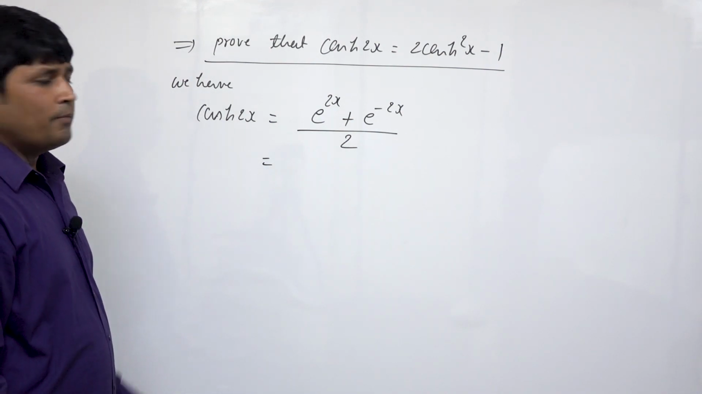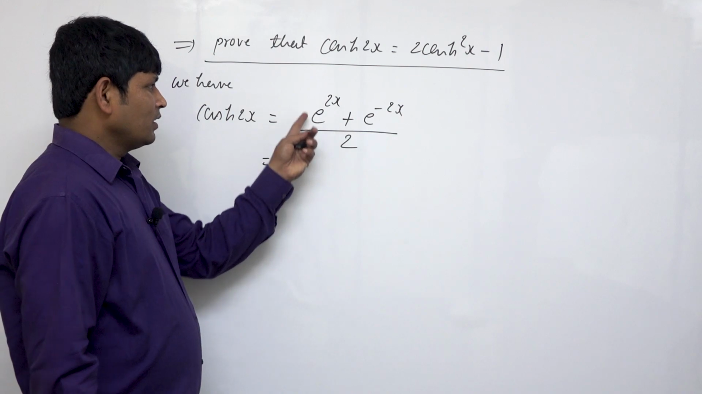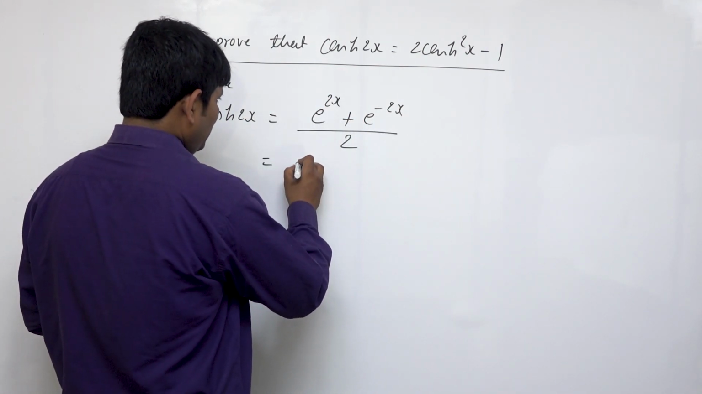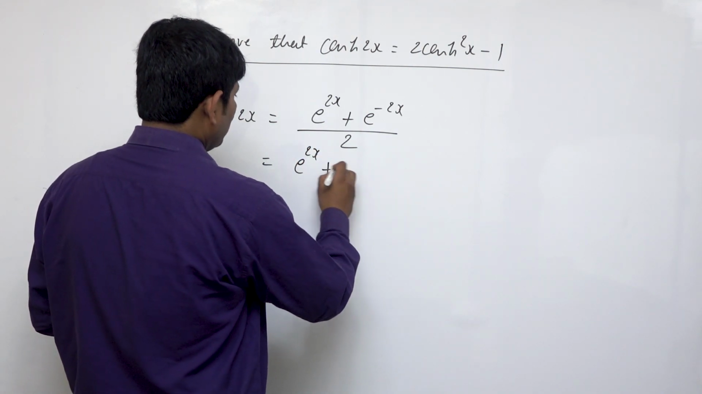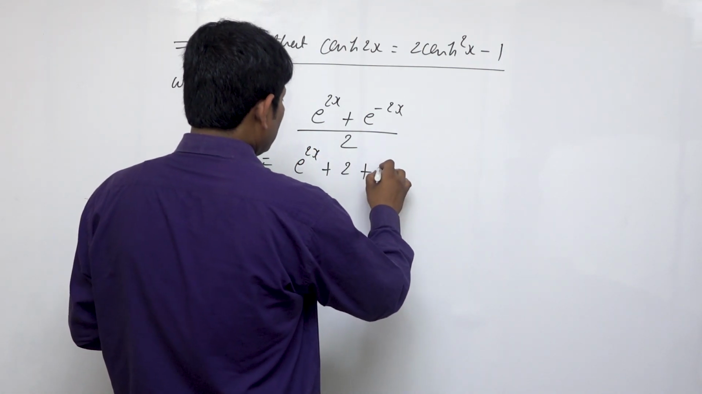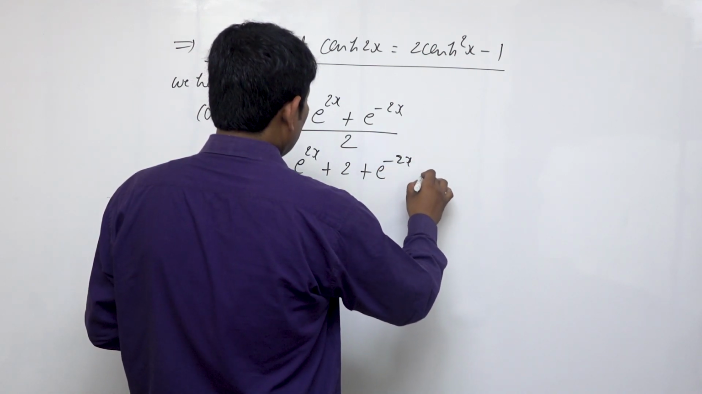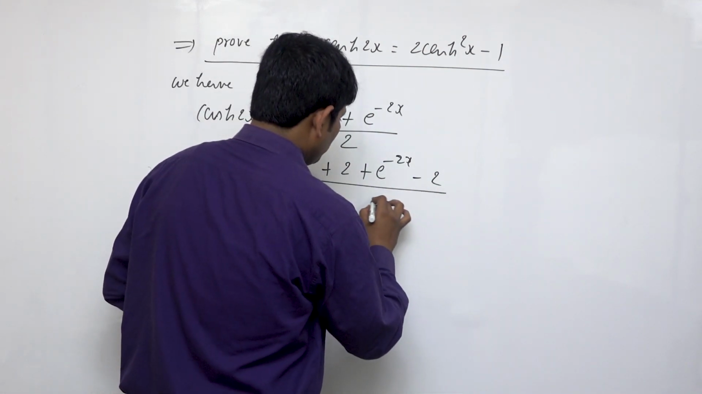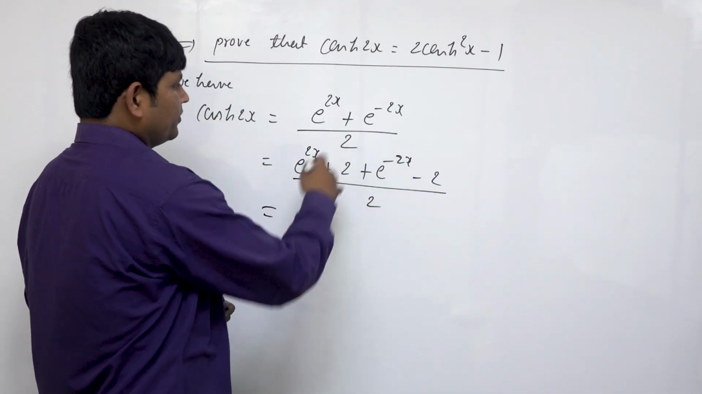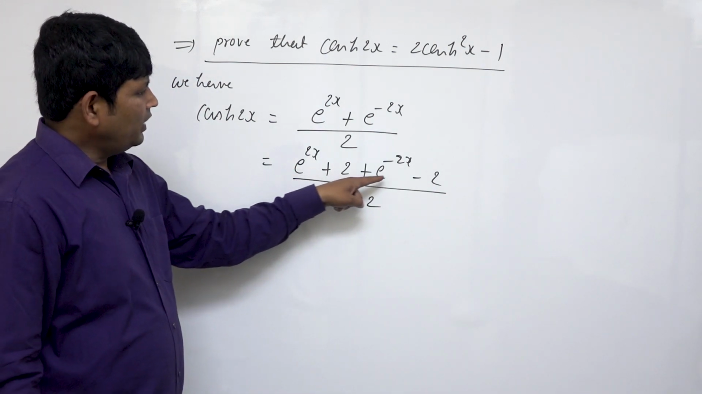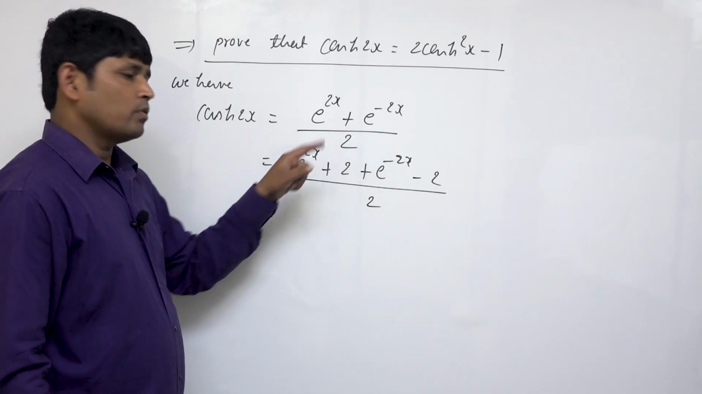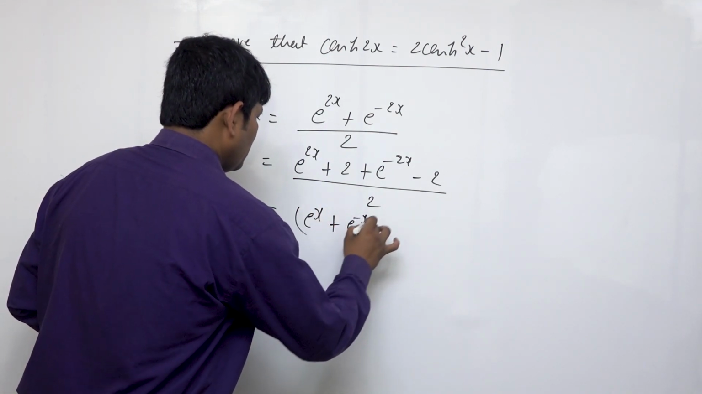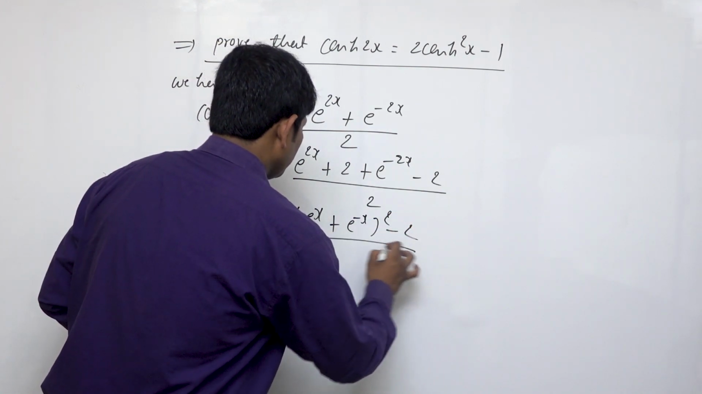Now we have to just add and subtract here so that you can understand later. e to the power 2x plus 2 plus e to the power minus 2x minus 2, the plus 2 and minus 2 cancel, so the same expression is there, divided by 2. Why did I do it like that? Let's see. This can be written in the form of a perfect square: e to the x plus e to the minus x whole squared minus 2, over 2.